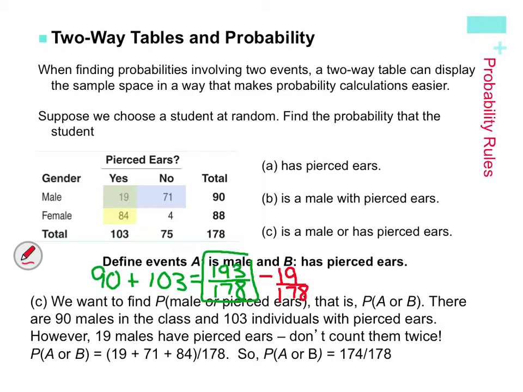So if we add together the two and then subtract out the overlap, or the people that we counted twice, we'll end up with our probability that they will have one or the other when events are not mutually exclusive. This is the general addition rule.